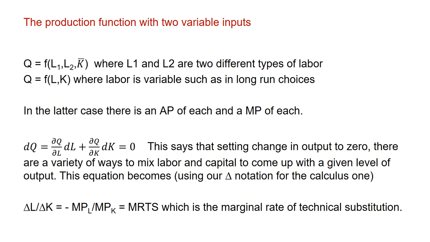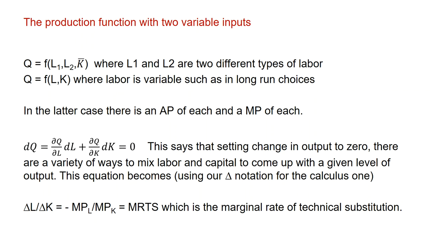But what are those things? You know what they are, right? The change in output with respect to labor is the marginal product of labor, and you would then immediately guess, and you would be right, that change in Q over change in K is the marginal product of capital. So dQ is set equal to 0. Why? Because we want to ask this question: what if output doesn't change? Now, how should we change our labor capital mix to be best? Should we use a lot of capital and a little bit of labor, or the opposite?